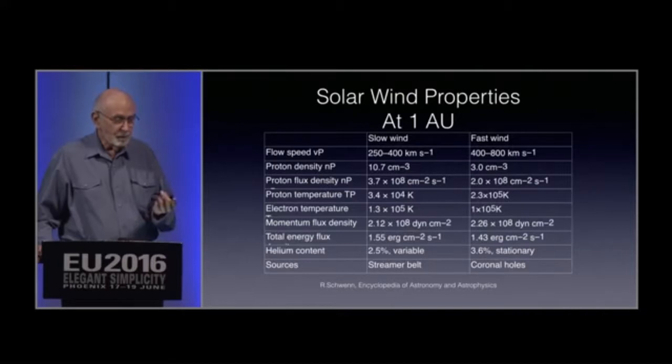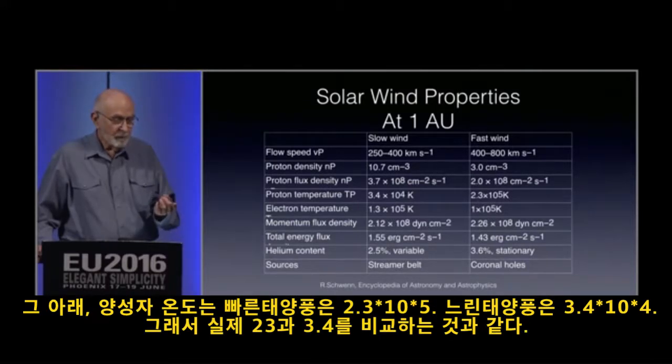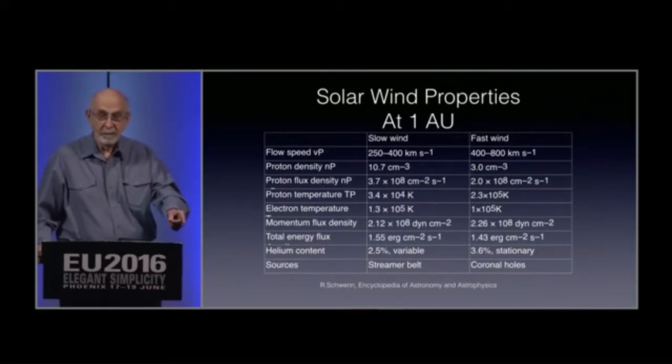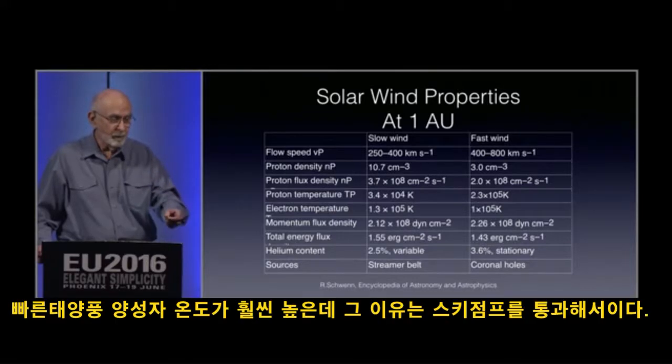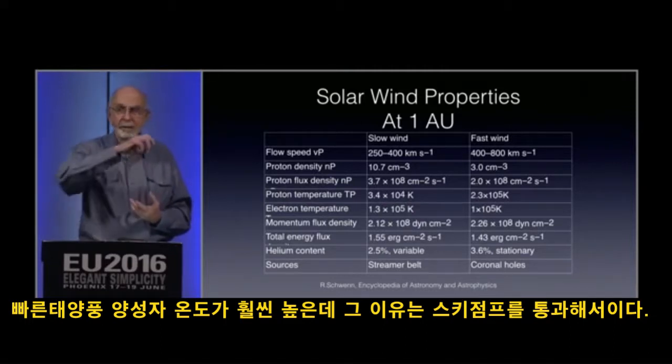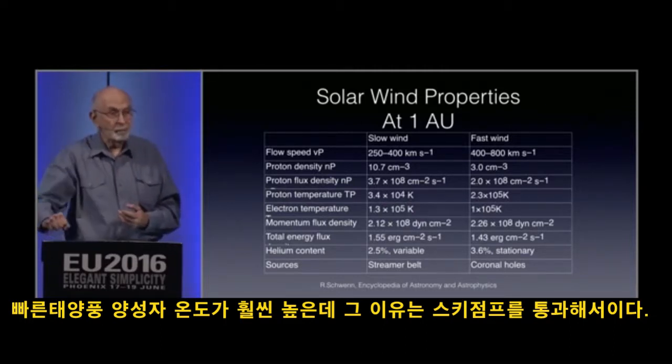The proton temperature is, if you go down there, it's 2.3 times 10 to the 5th. It looks like you're comparing 2.3 to 3.4, but you're not. 3.4 is multiplied by 10 to the 4th, so it's kind of like comparing 3.4 to 23. Okay? So the fast solar wind, the proton temperature is much higher than the slow solar wind. Why? Because it's been through the mixmaster. It's been through the ski jump.